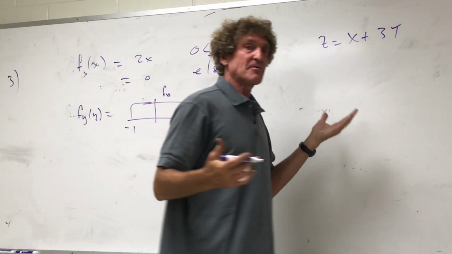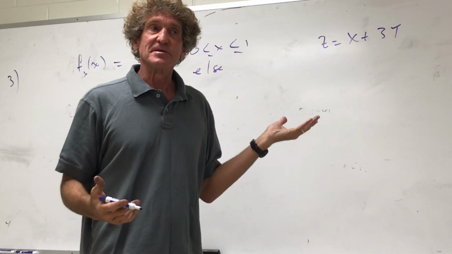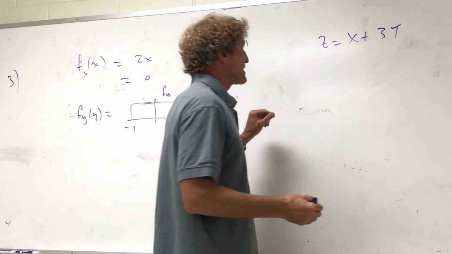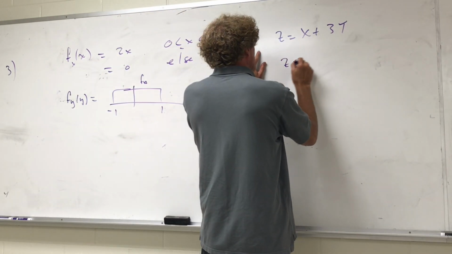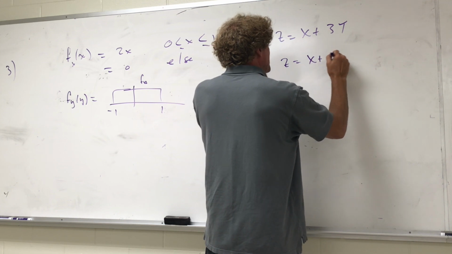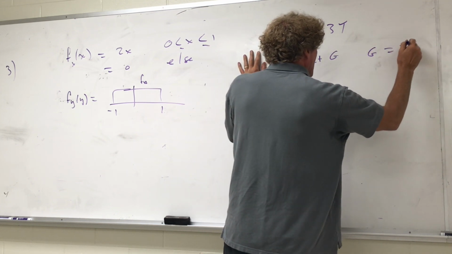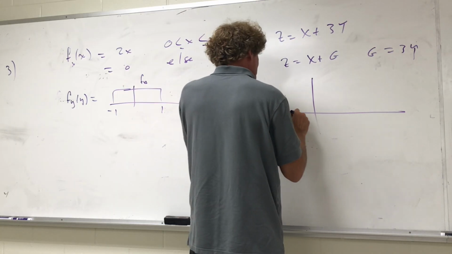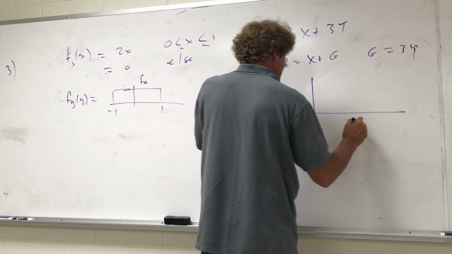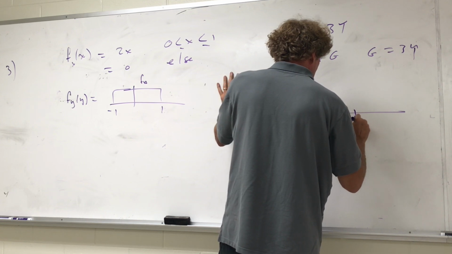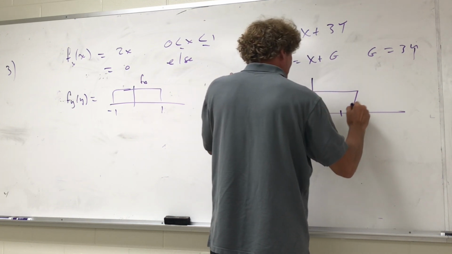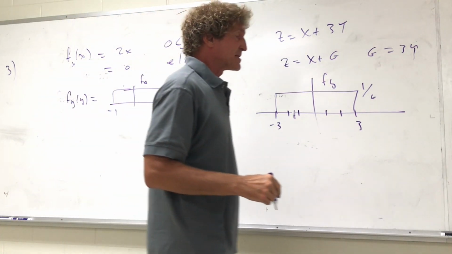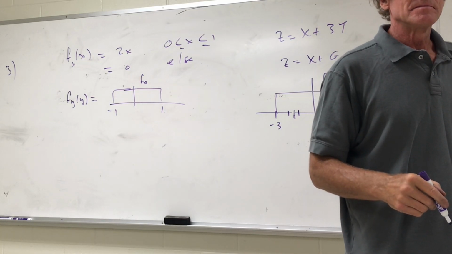Yes. And the secret was just to create a new function, right? I mean, you didn't have to, but it makes life easier. I'm going to say that really z is equal to x plus g, and g is 3y. So now I need the density function, and this one's going to be from -3 to 3, and it has to have a value of 1/6, and this is my f of g.